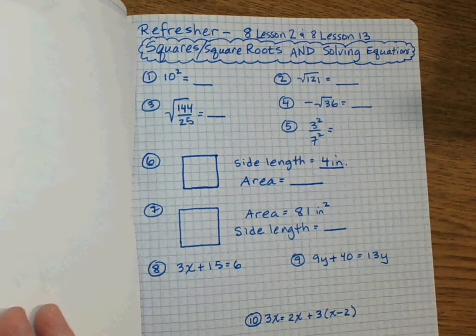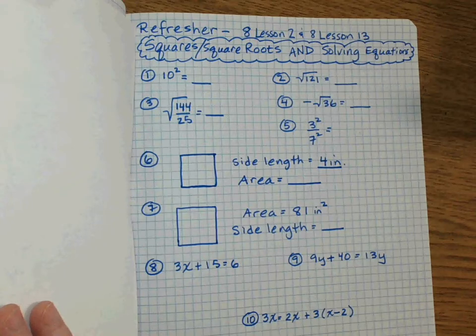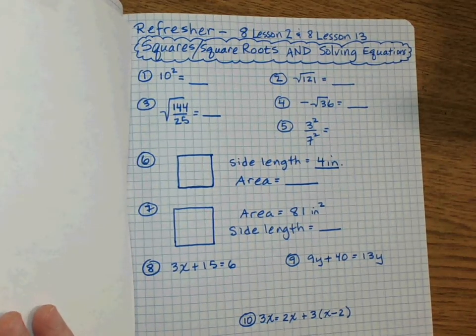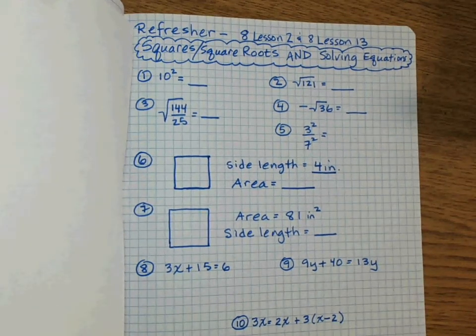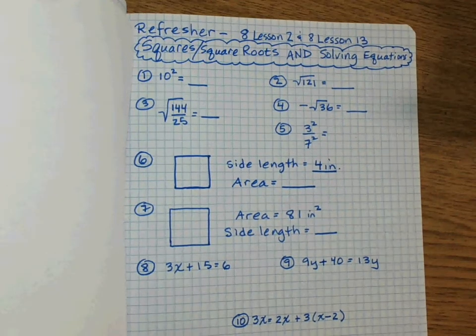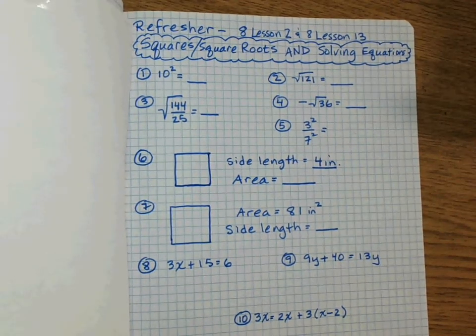So this page, you can see there's no essential question. It's just reviewing. What I'd like you to do right now is pause, write down these problems, and attempt them on your own. Now that you've attempted them on your own, let's go over them together.